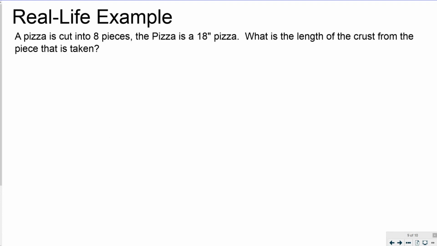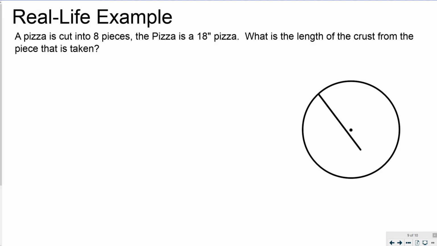And finally, a real-life example. So a pizza is cut into 8 pieces. The pizza is an 18-inch pizza. What is the length of the crust from the piece that is taken? Okay, so we have to do a little bit of inferring here. I'm actually going to draw a circle, and the center is here. Okay, we would cut the pizza into 8 equal slices. So here would be 1, here would be 2, here would be 3, and here would be 4. Okay, so we have 8 equal slices for the pizza. Since they're all the same, we're really just dividing the pizza into 8 pieces.